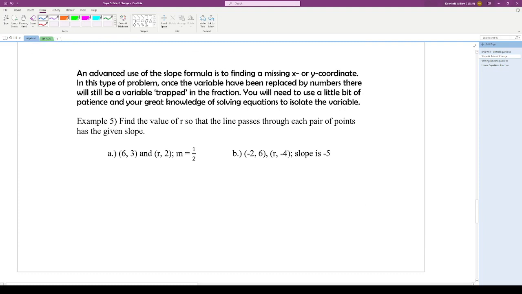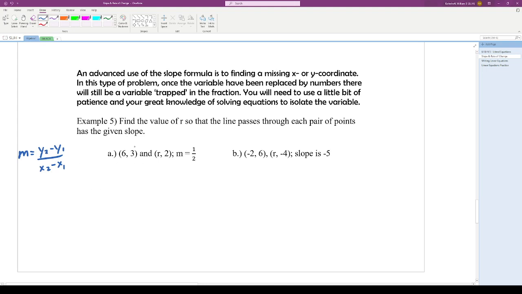And then we'll go down to an advanced use of the slope formula, which is to find a missing x or y coordinate. So here we're going to give you a different piece. We're going to use the same formula, m equals y2 minus y1 over x2 minus x1. Instead of looking for m and having all four of these values, we're going to be missing one of these four values, and we'll have the slope and the other three. This is where the work we did with literal equations comes in really handy, because we need to rearrange this one to solve for a different number.